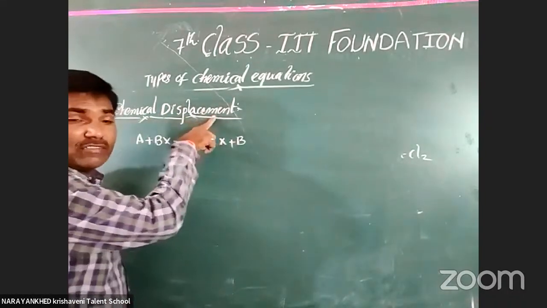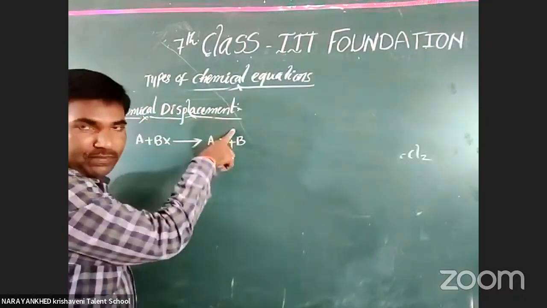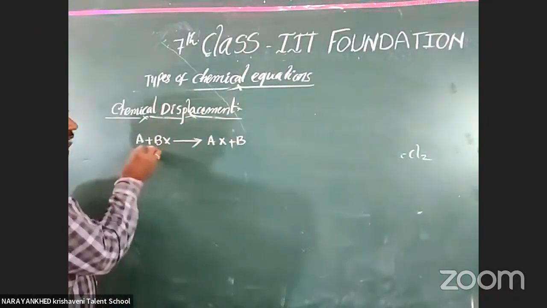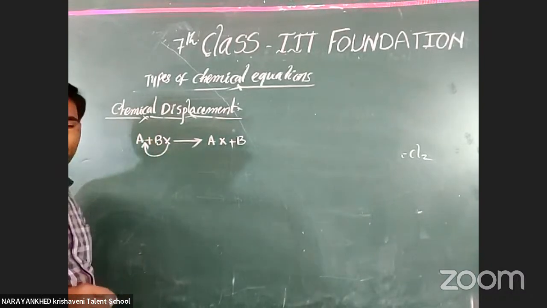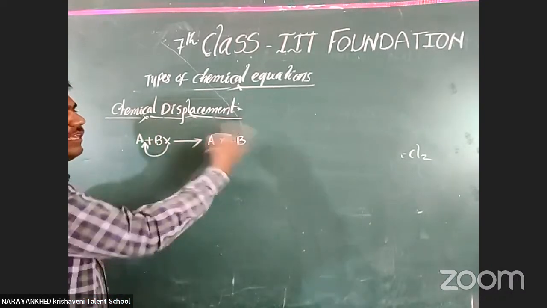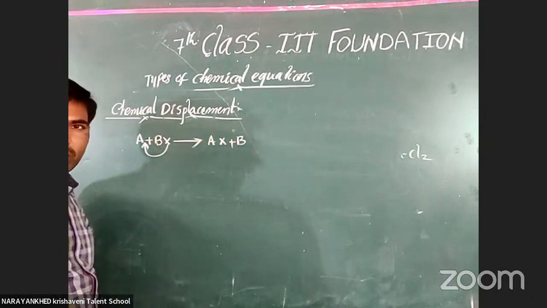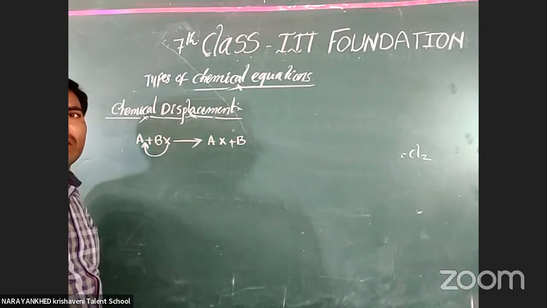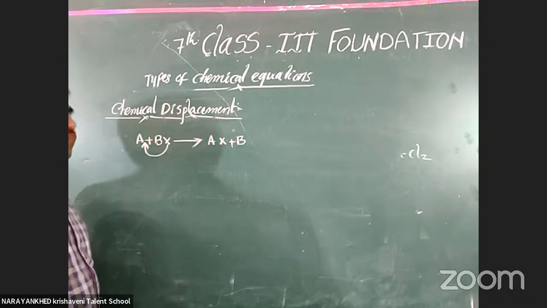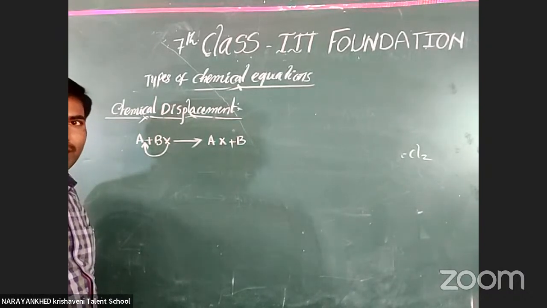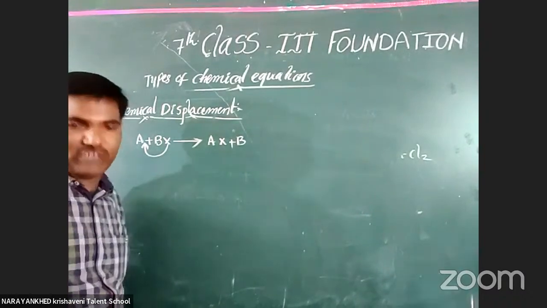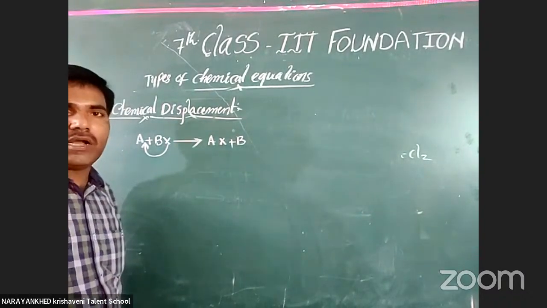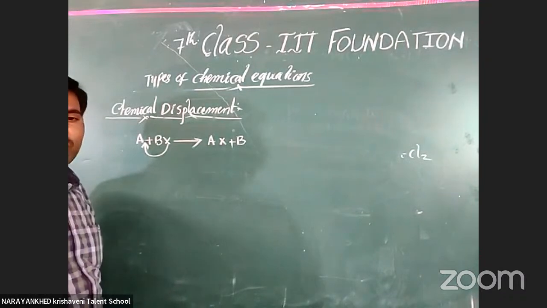Displacement means it changes its position. Now what happened here? B is displaced by A to give AX, and the B is left. Clear or not, all the students? This is what is called chemical displacement. Don't confuse it: one more type is also there, double displacement.